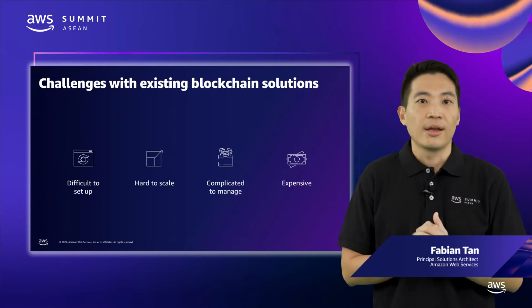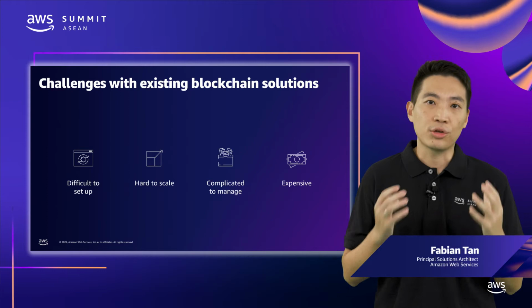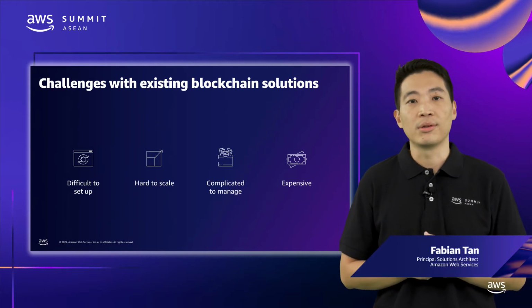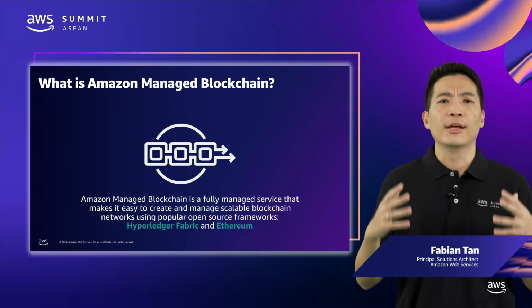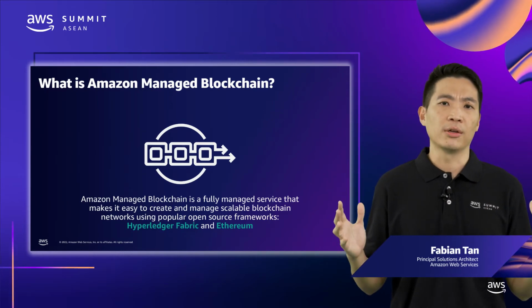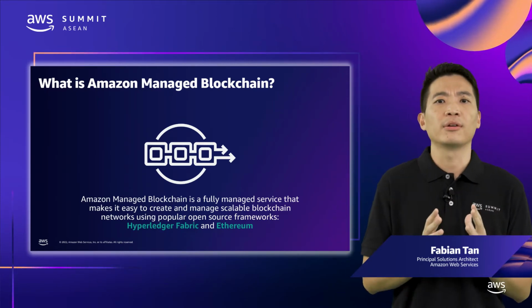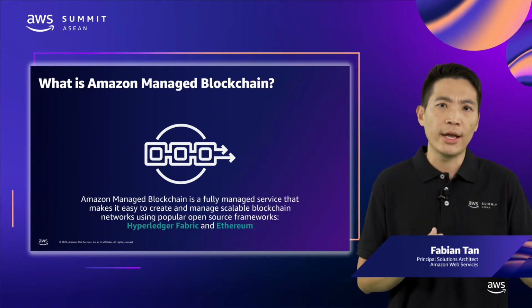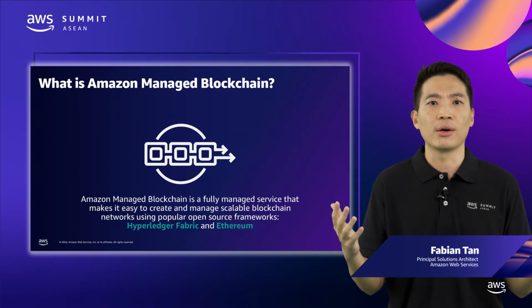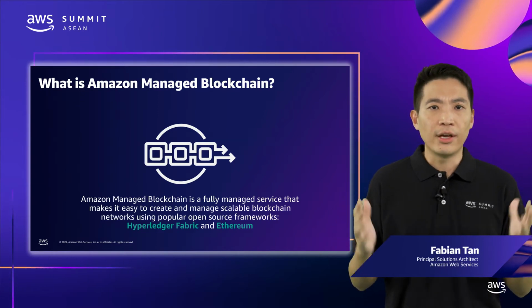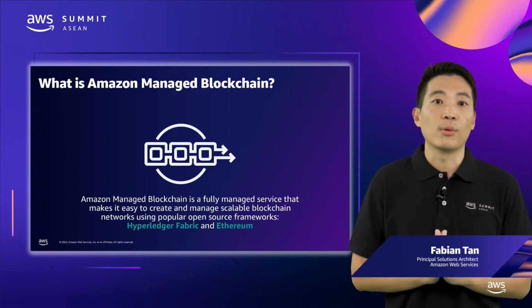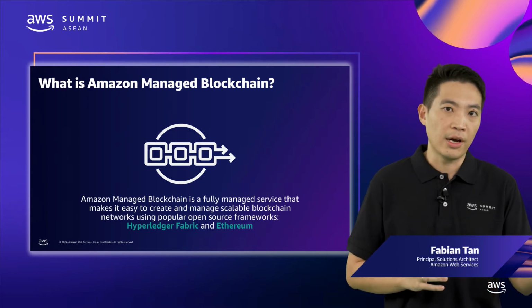And so, at AWS, we strive to improve the user experience of our customers. We built what we call Amazon Managed Blockchain, which is a fully managed service that makes it easy to create and manage scalable blockchain networks using popular open source frameworks. The available blockchain protocols that we support today are Hyperledger Fabric and Ethereum.